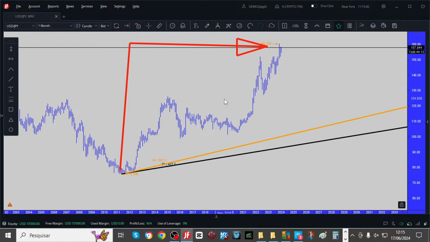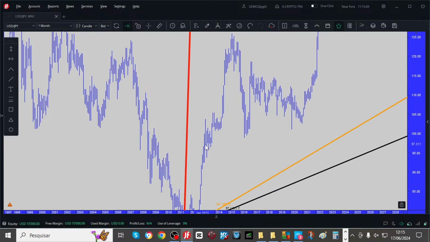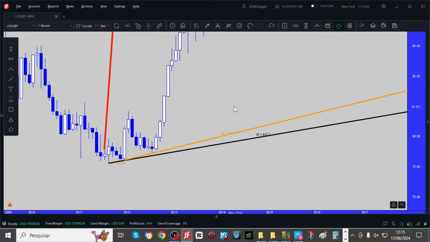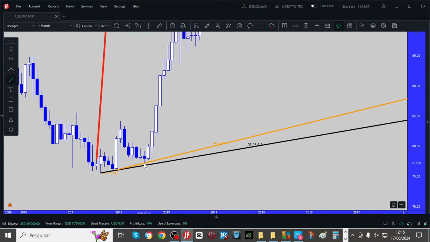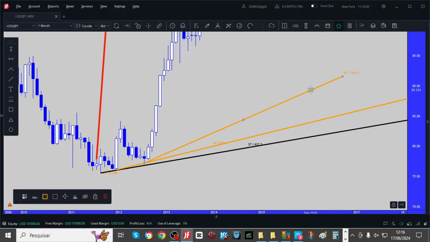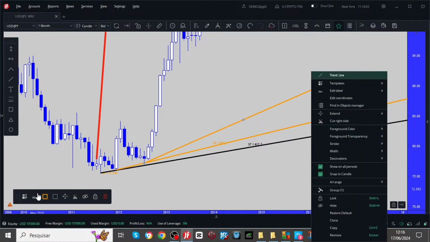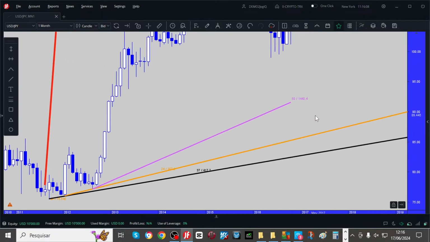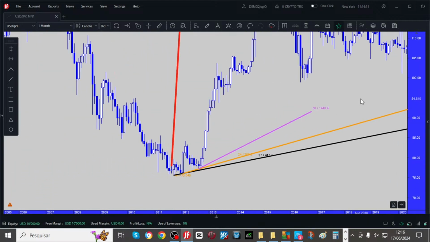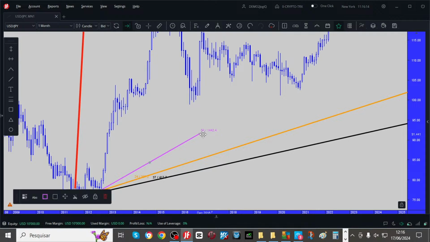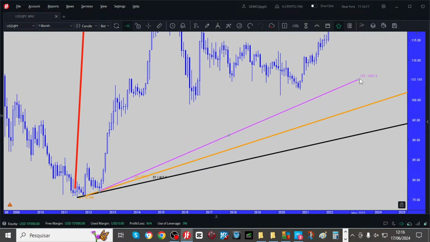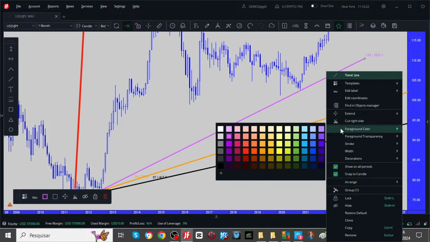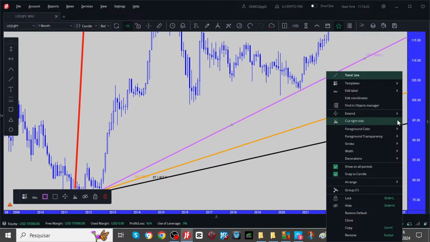Okay, so I need to go back to the orange line, to the low, and I need to zoom in, and I need to extend it. So I'm going to color code this, this time in violet, maybe violet, and I need to zoom out. All right, and I need to extend like this, and now extend on the right side.